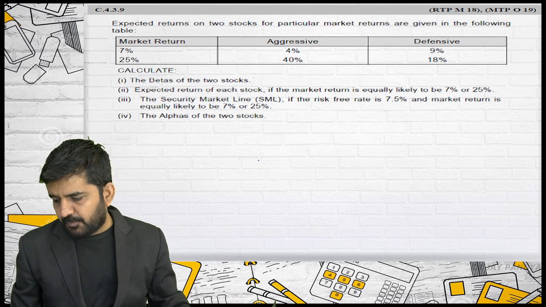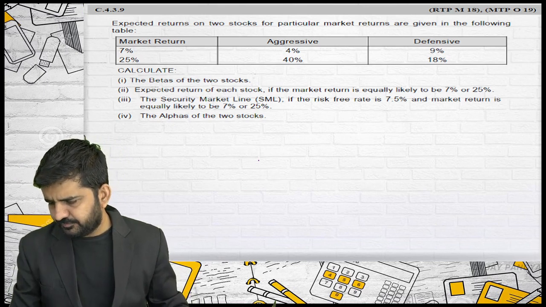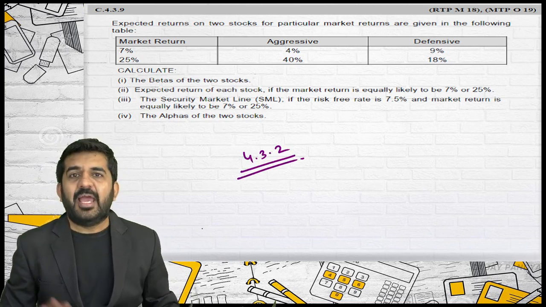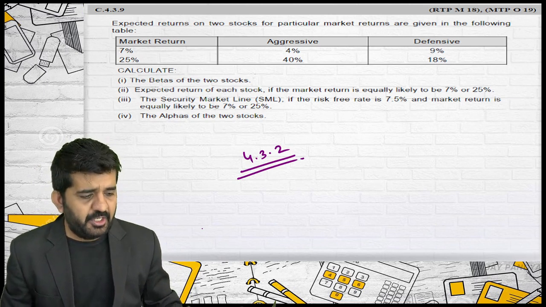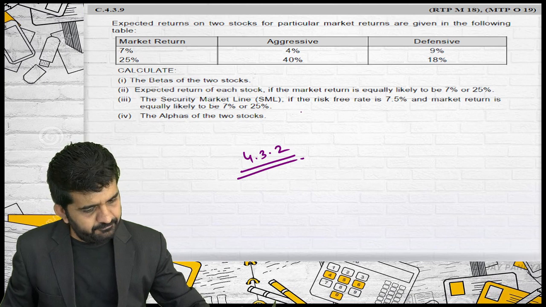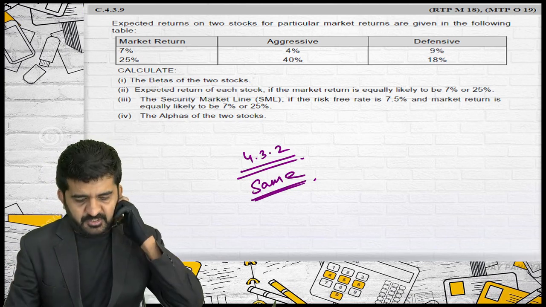Again, same question, 4.3.9 is the same as 4.3.2. Exactly the same, no difference. Is it alright? Even the figures are the same. So this is the end of all questions of beta.